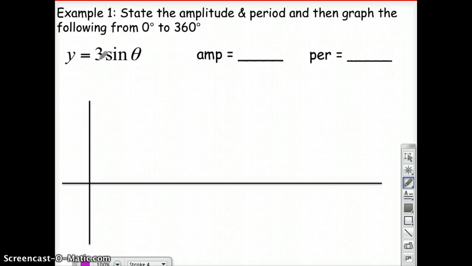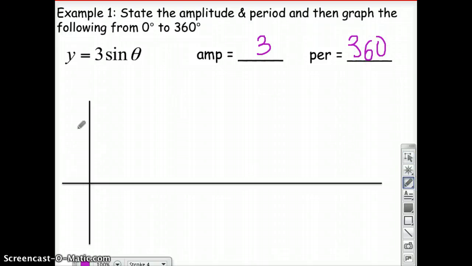Well, the amplitude is the number up front, which is 3, and the period only changes if there's a number in front of the variable, the theta or the x, and there's not. So it's just going to be a standard period of 360.